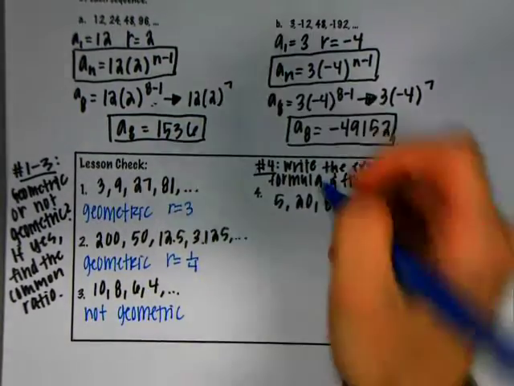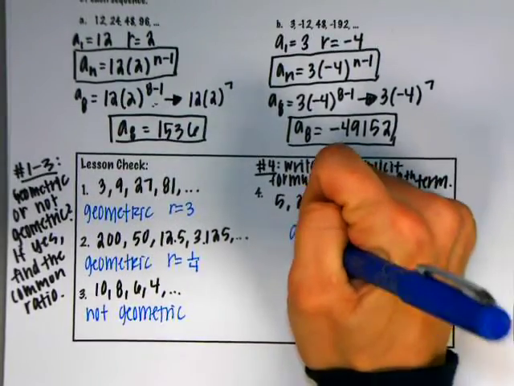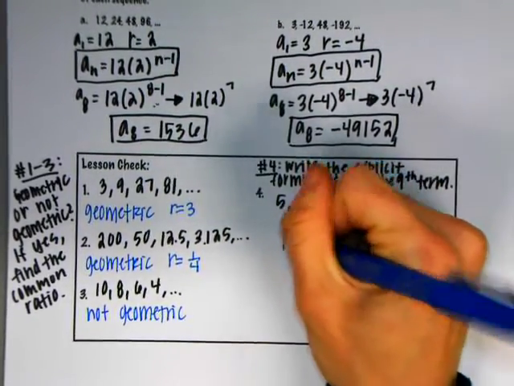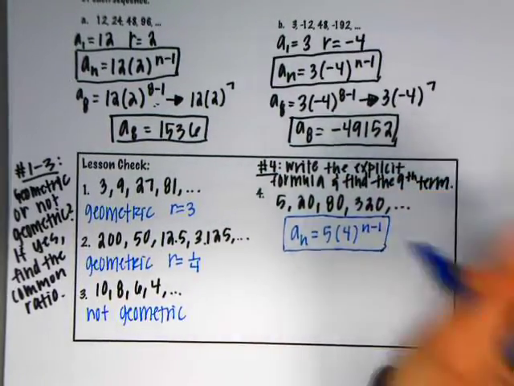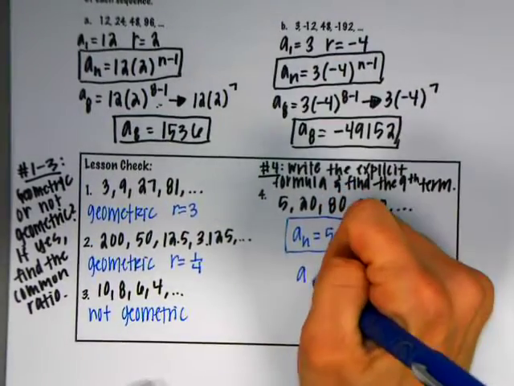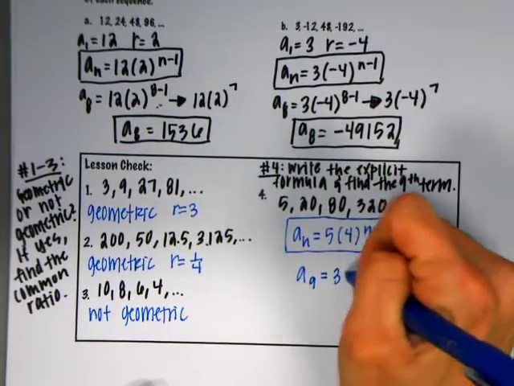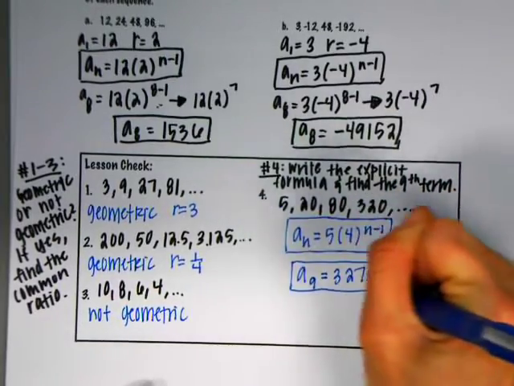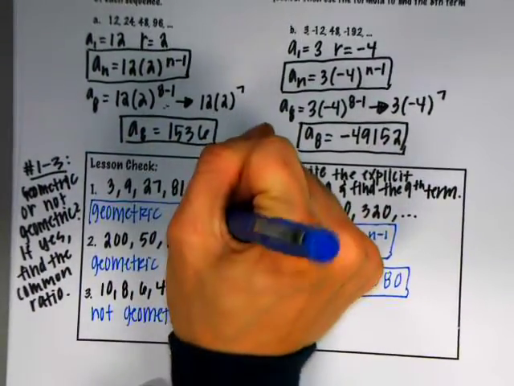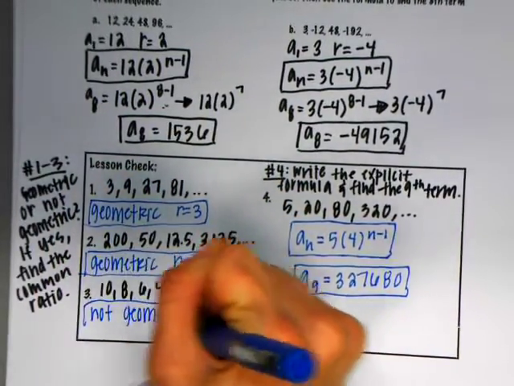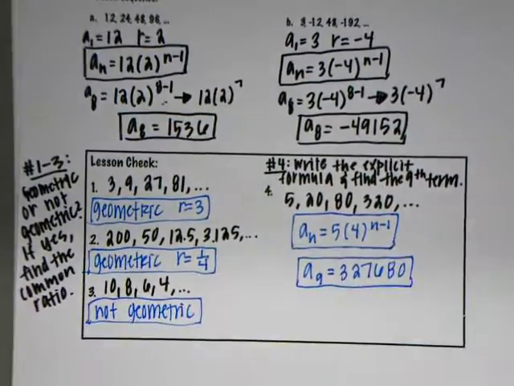All right. For your formula for this one, you should have A sub n equals 5 times 4 to the n minus 1 power. And it said find the 9th term. So you should have A sub 9 equals 327,680. Any questions on that? Okay.